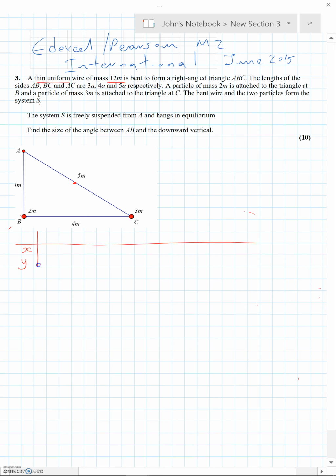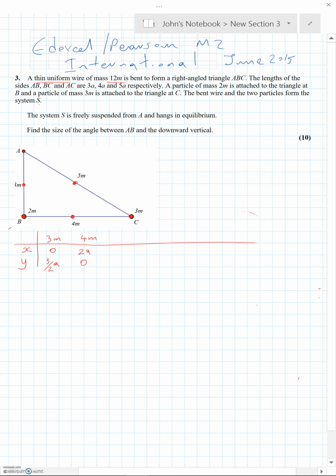for x and y. Because it's uniform, we know that the centre of mass of AB is in the middle of there. So that means that that's got a mass of 3m, and it is going to have an x coordinate of 0 and a y of 3 over 2a. Okay, now this one here, the BC one, is going to have a mass of 4m. It's going to have an x coordinate of 2a and a y coordinate of 0.